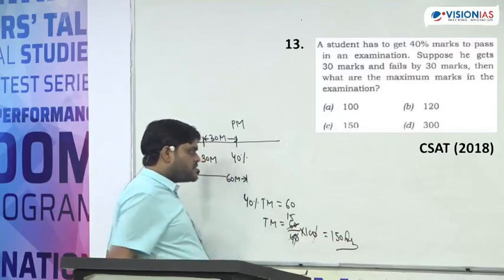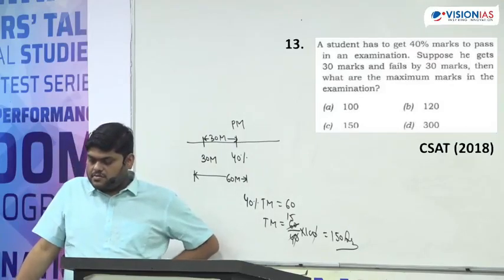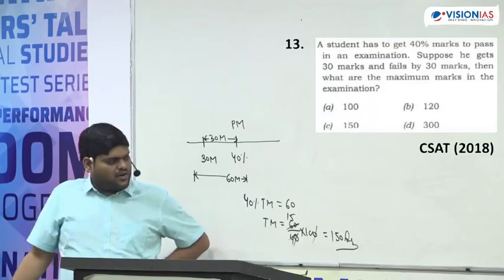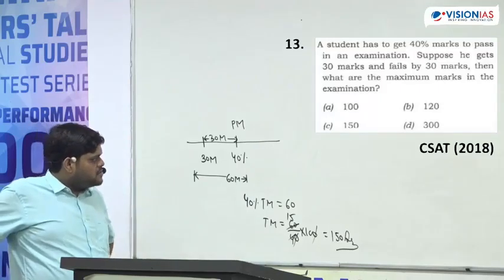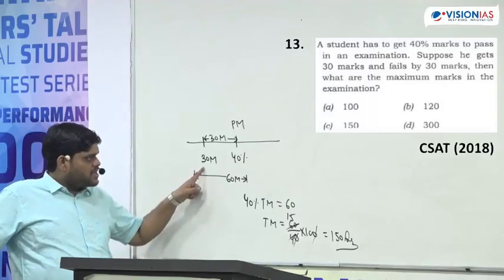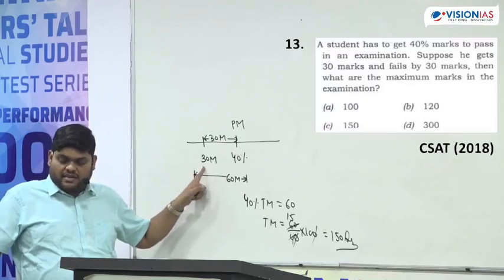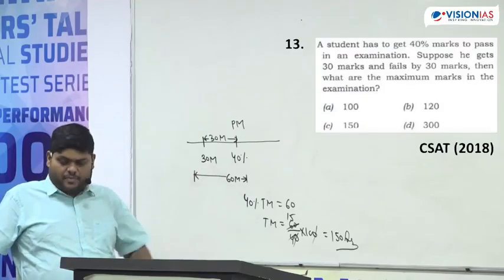$150 is your answer. 150 is your answer. 120, how come 120 is coming? Let me again read the question. 30 marks. He gets 30 marks and fails by 30 marks.